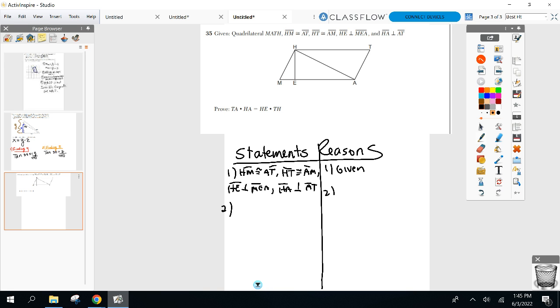TA, HA, HE, and TH. Those four sides will belong to two triangles. You just got to find them. Those four sides in the proof statement will belong to two triangles only. So find them and let me know what they are in a second so we can prove them similar.